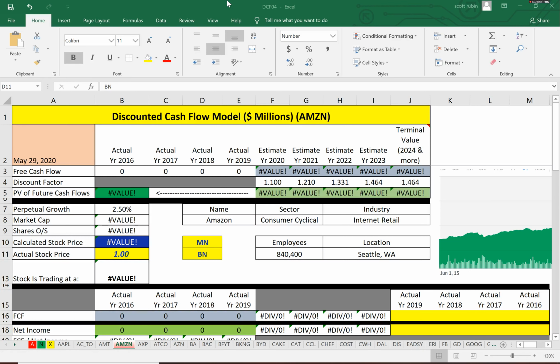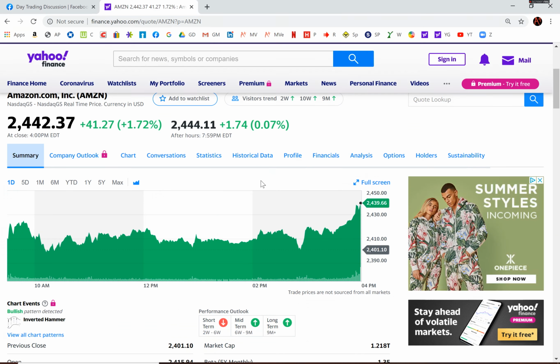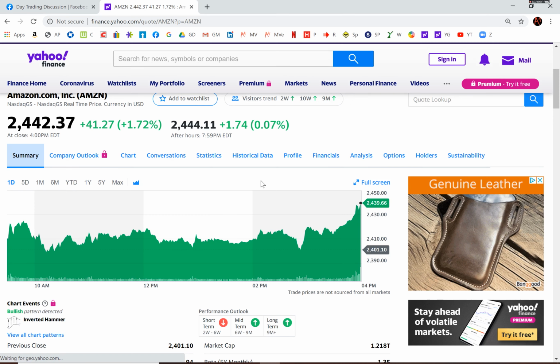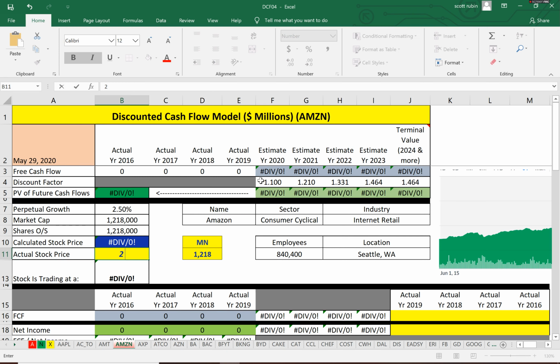We're going to calculate the stock price for Amazon using prior financial information. First, we need the market cap, 1.218 trillion. 2442.37 is the stock price. Now, if you take the market cap divided by the stock price, you get the shares outstanding, 500 million shares outstanding.